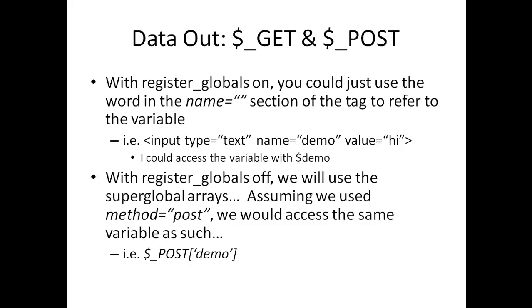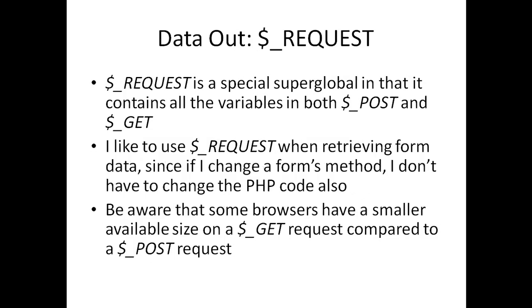Okay. So with register_globals on, you could just use the word in the name equal section of the tag to refer to the variable. So input type equal text, name equal demo, value equal hi. If register_globals were turned on, I could access the value of hi just by using $demo. With register_globals turned off, we'll use the superglobals array. So assuming we used method equal post, we access the same variable as such, $_POST with an array index of demo, which is the name in the input type equal text tag.